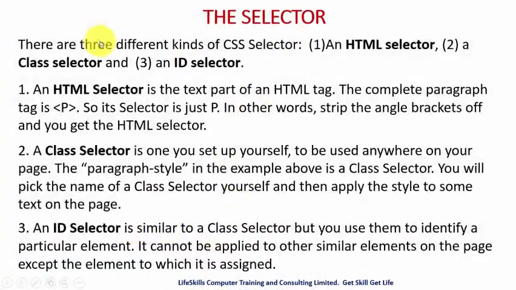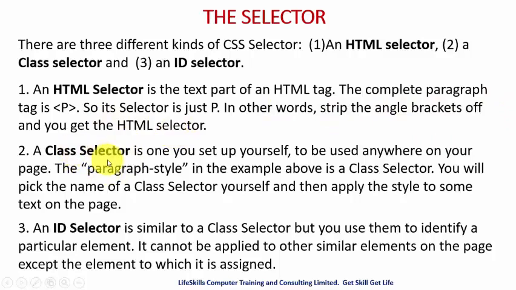Now let's look at the selector. There are three types of CSS selector. We have number one, the HTML selector, a class selector, and an ID selector. Now, an HTML selector is the text part of an HTML tag. So when you are styling any HTML element, that is an HTML selector. So for example, look at the paragraph tag P. The selector will just be ordinary P. In other words, you remove the angle brackets, then you get the HTML selector.